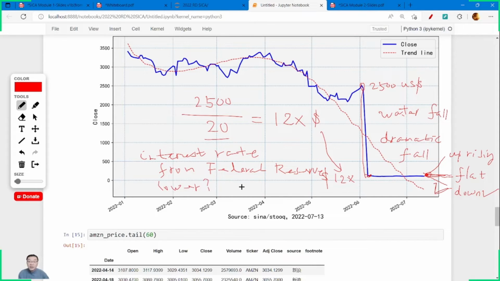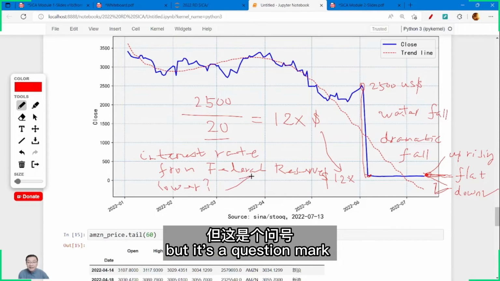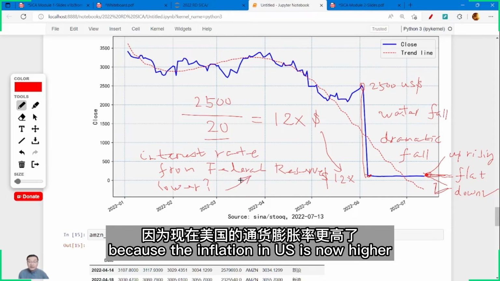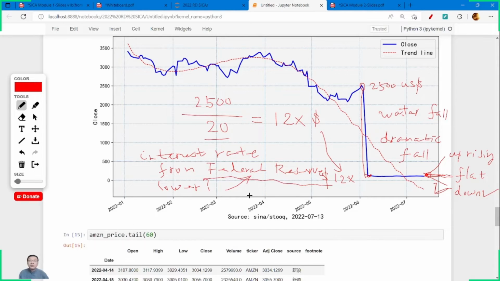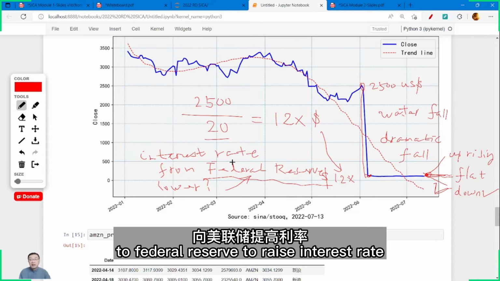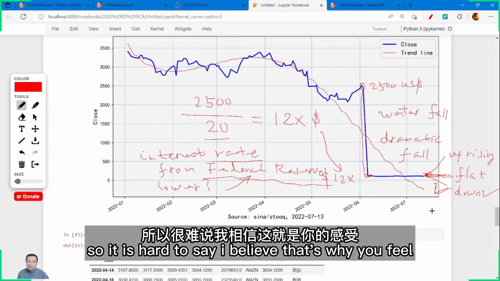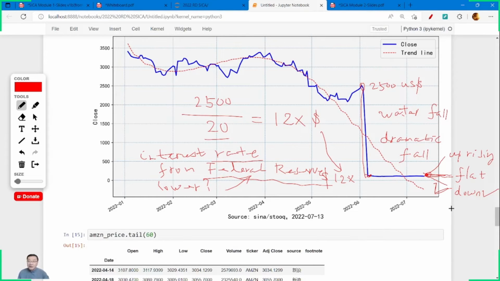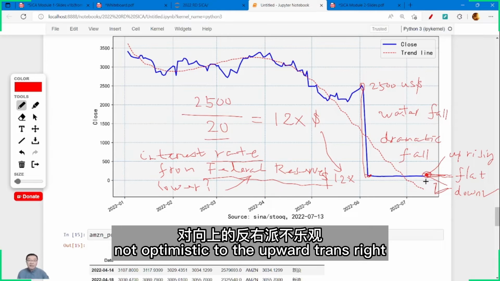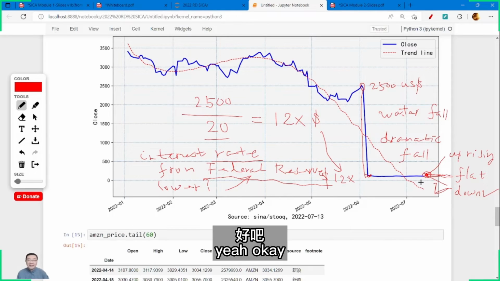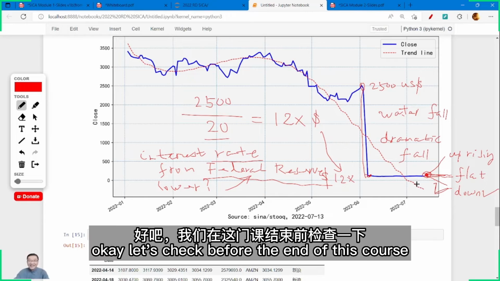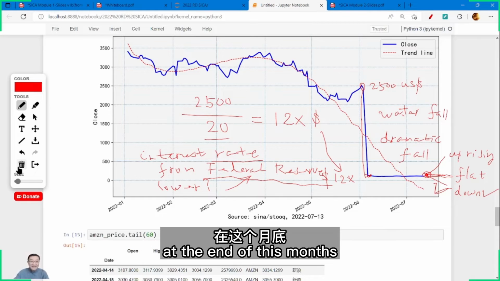But it's a question mark, because the inflation in the US is now higher, and there is a strong appeal to the Federal Reserve to raise the interest rate in order to suppress inflation. So it is hard to say. I believe that's why you feel not optimistic about the upward trends, right? Yeah, okay. That's right. Okay, let's check at the end of this month, before the end of this course. Okay, very good. Very, very interesting.